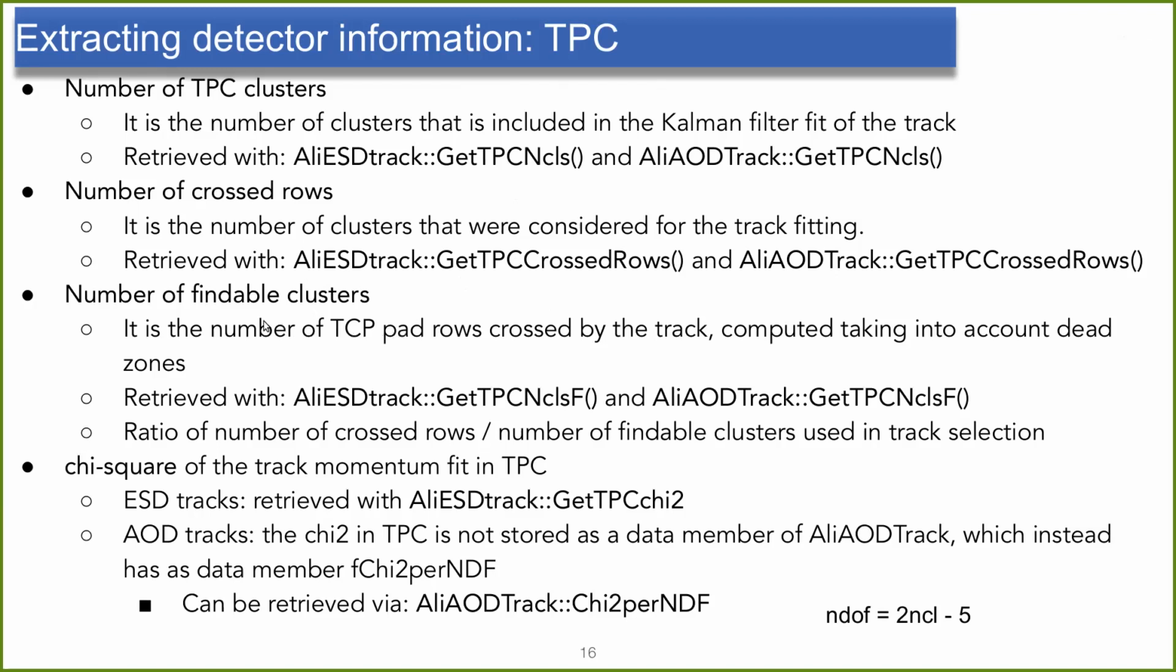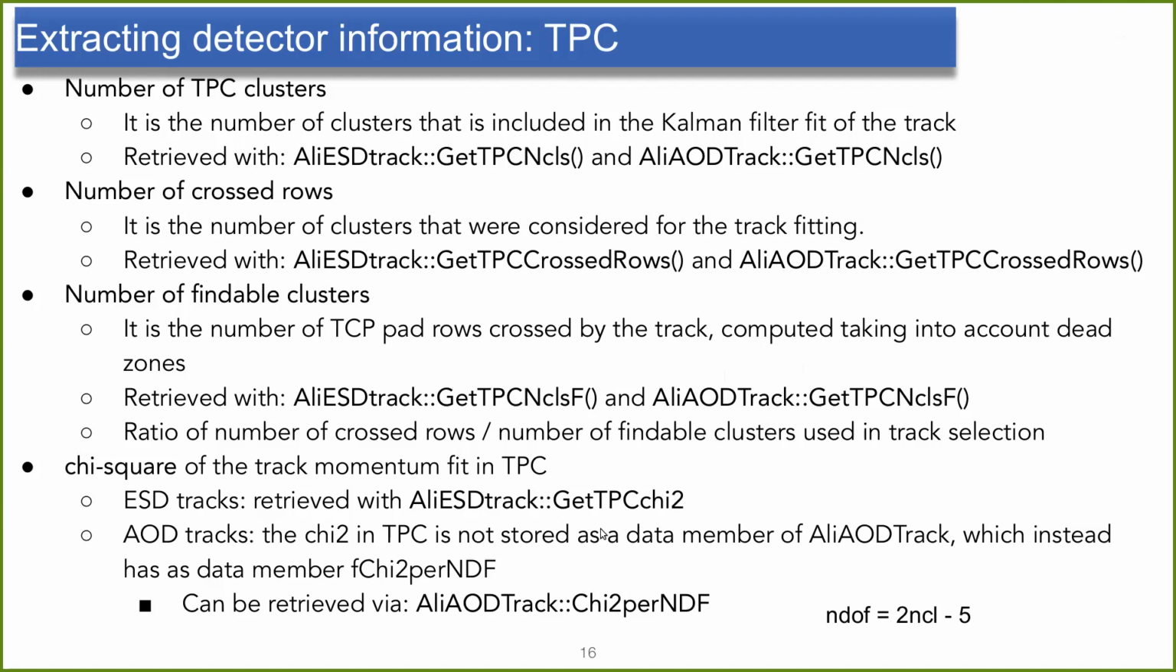Then you can also find the number of findable clusters. What is the number of findable clusters? It is basically the number of TPC pad rows crossed by the track, computed taking into account the dead zones on the TPC pad rows. One can retrieve it by calling GetTPCNclsF. One can also get the TPC chi-square of the fit by calling GetTPCchi2 for the ESD track, and in the case of AOD, one can directly get the TPC chi-square per NDF by just calling Chi2perNDF.